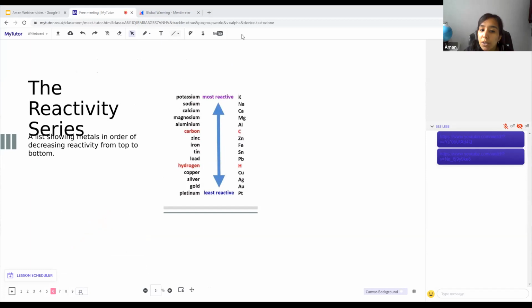Water vapor is a greenhouse gas. That's why it leads to global warming. So it carries out the greenhouse effect.